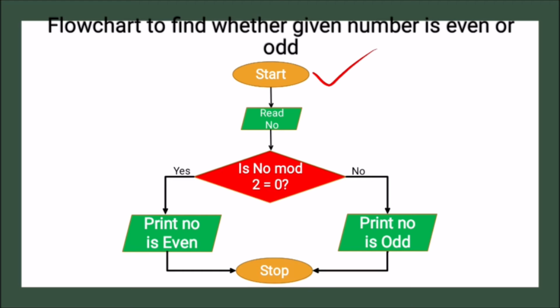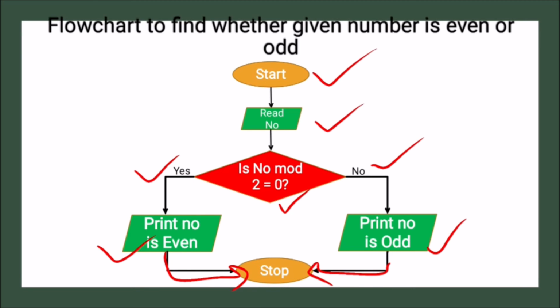So this is the symbol of start. Then what we actually do, we read the number. Then we check whether that number modulo by 2 is equal to 0, so this is the decision symbol. Here we write: is number modulo 2 equal to 0? If yes, it means the number is even. But if no, it means the number is odd. And at the end, we go to stop. So in a flowchart, we have to remember just 3 to 4 symbols, and we can easily draw a flowchart for a particular problem.